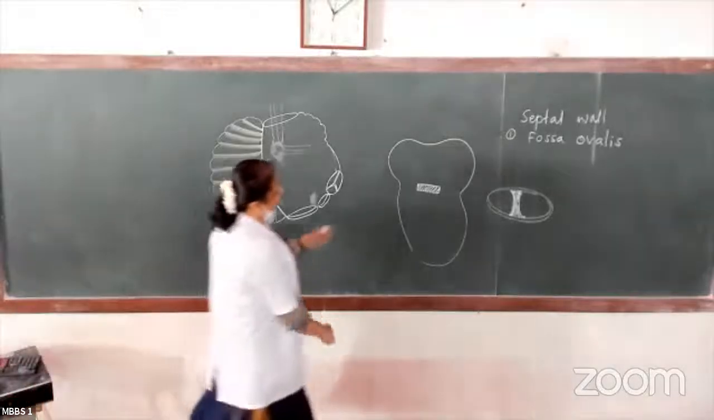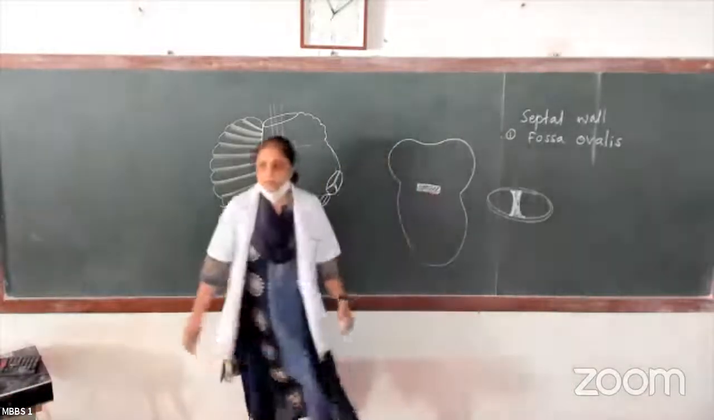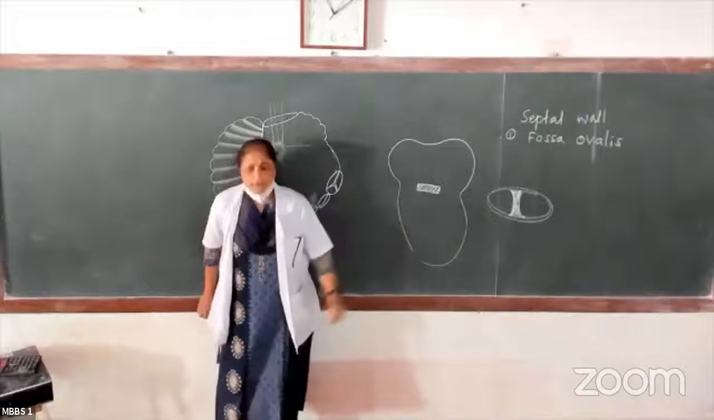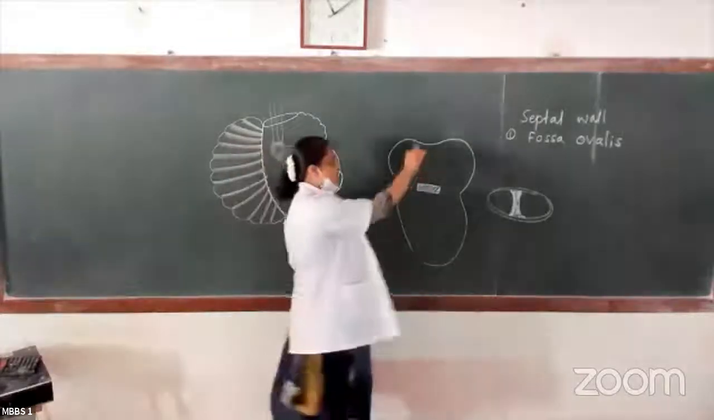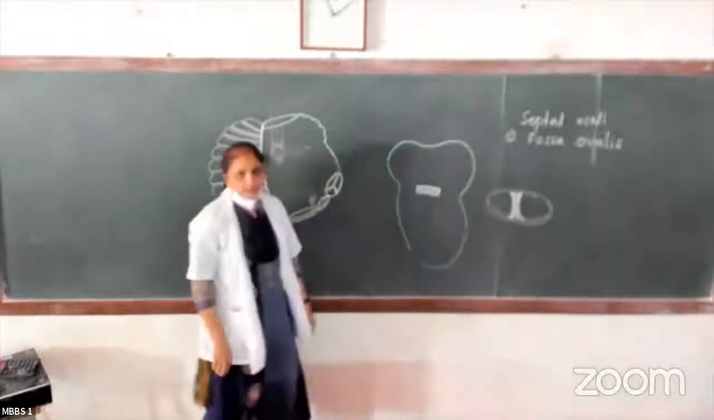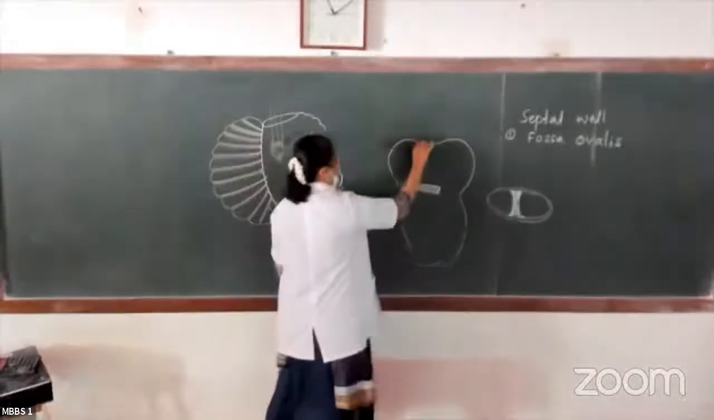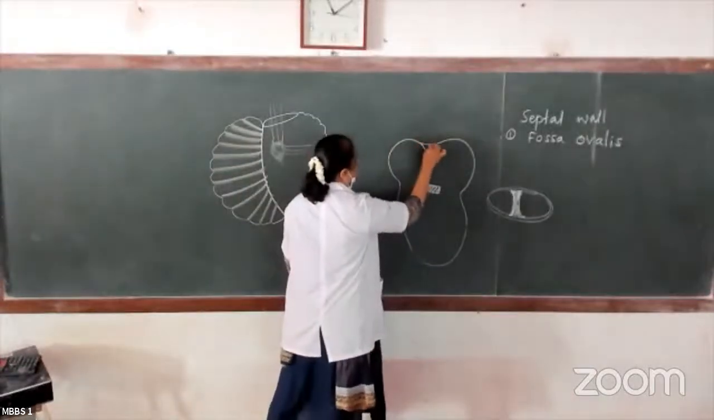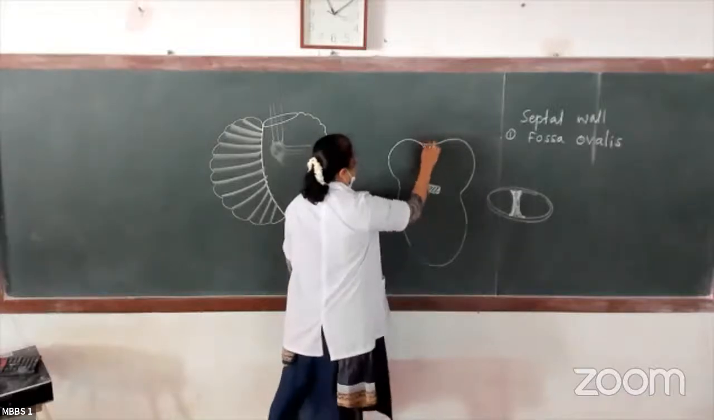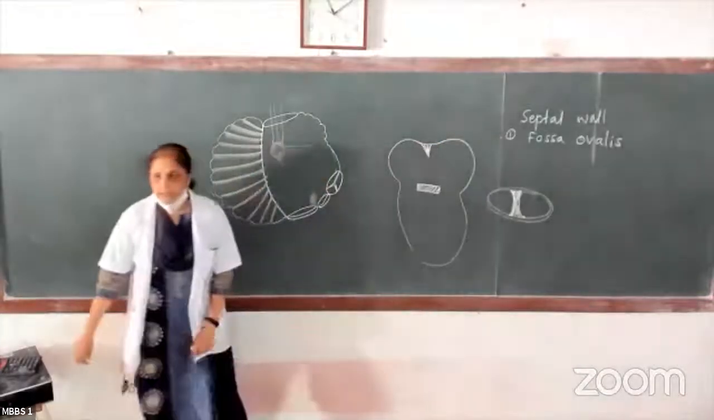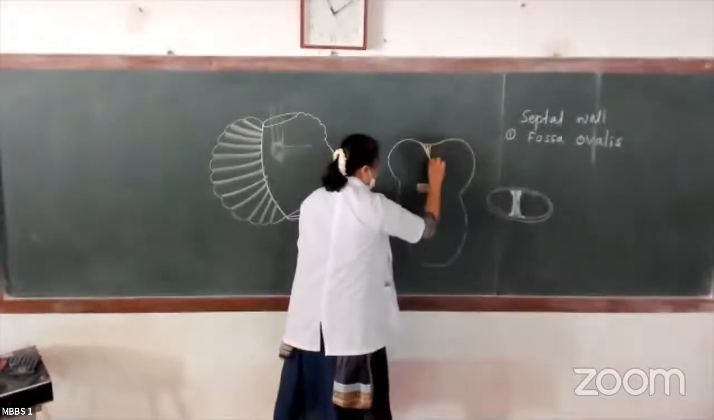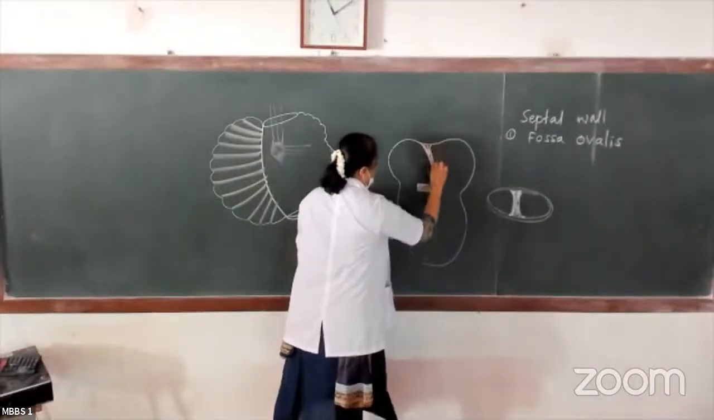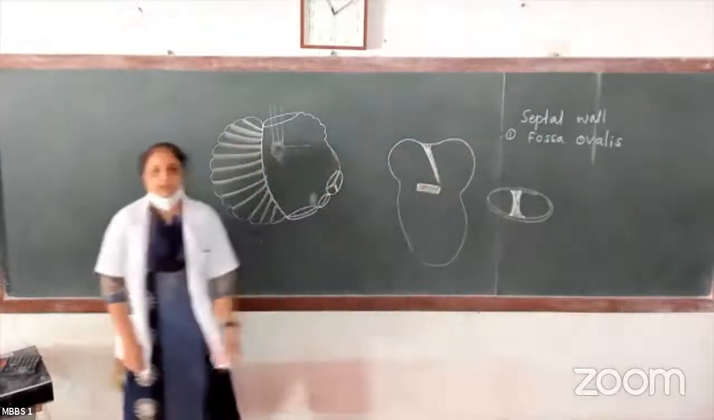Now, what happens when the septum intermedium, or the atrioventricular endocardial cushion, is developing? From the roof of the common atrial chamber, one septum starts developing. Now, from where to where is it growing? It is going towards the left half of the atrioventricular endocardial cushion.